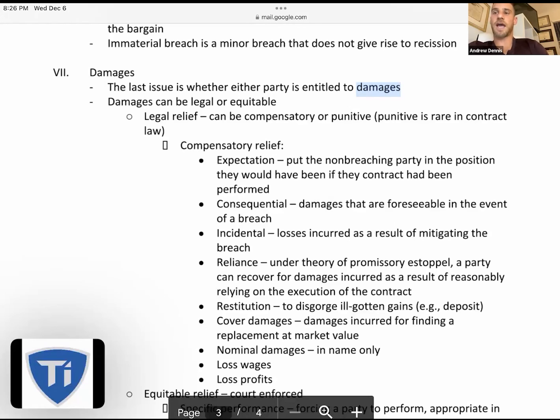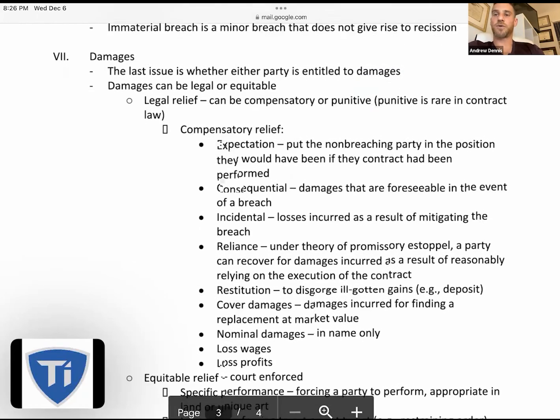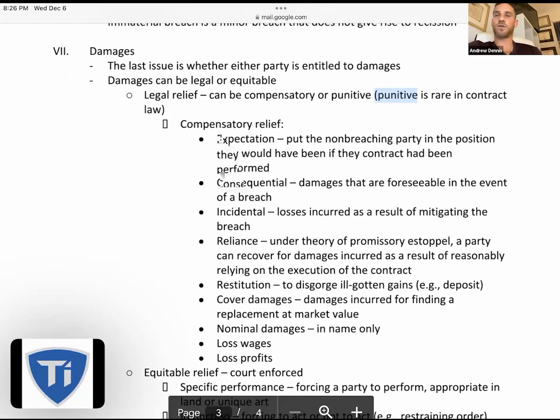Compensatory relief, expectation, puts the non-breaching party in the position they would have been in if the contract had been performed. Consequential damages are foreseeable in the event of a breach. Incidental, losses incurred as a result of mitigating the breach. Reliance, so under a theory of promissory estoppel, a party can recover for damages incurred as a result of reasonably relying on the execution of the contract.